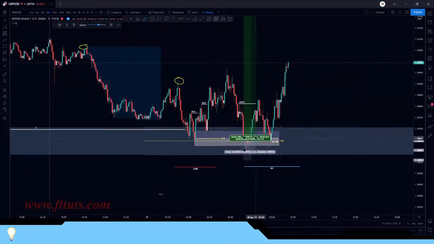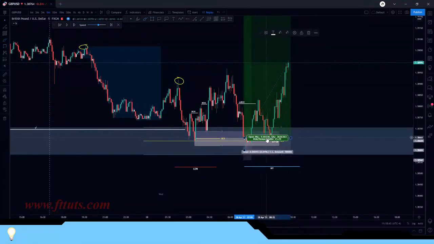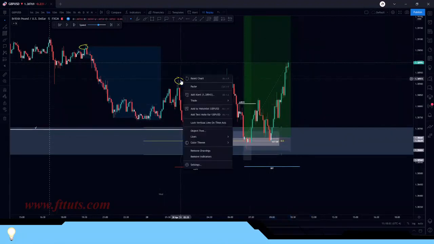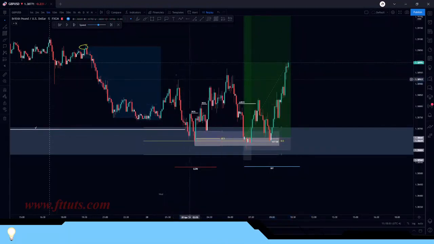about 33 pips off either a 5.5 pip stop loss or a 10 pip stop loss. So about 6 times or 3 times our risk. And we've already tapped into this first point of interest. We're approaching the Asia highs.